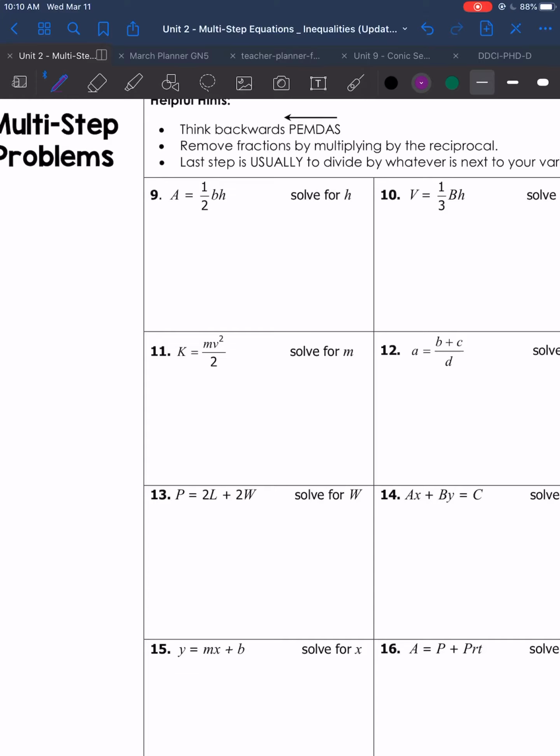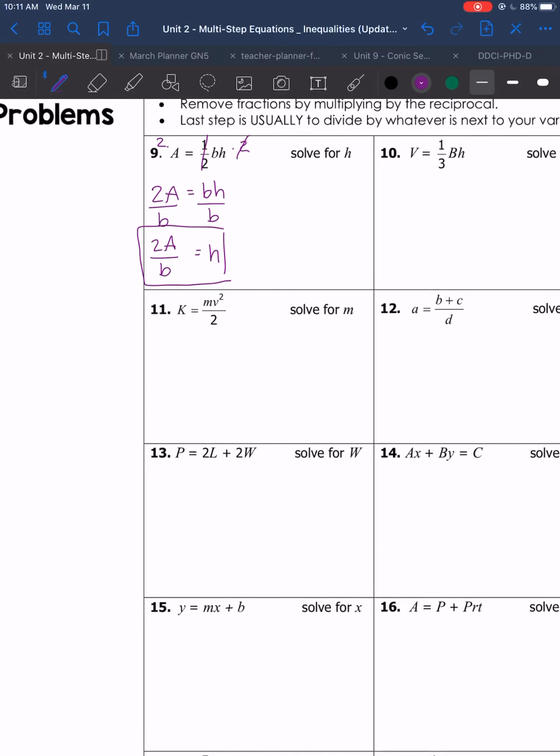So this first one, I want h by itself. So I don't have anything being added or subtracted. So I'm going to get rid of my fraction. I'm going to multiply both sides by 2. So then I have 2a equals bh because the 1/2 and the 2 go away. And then I'm going to divide by b. So h equals 2a over b.